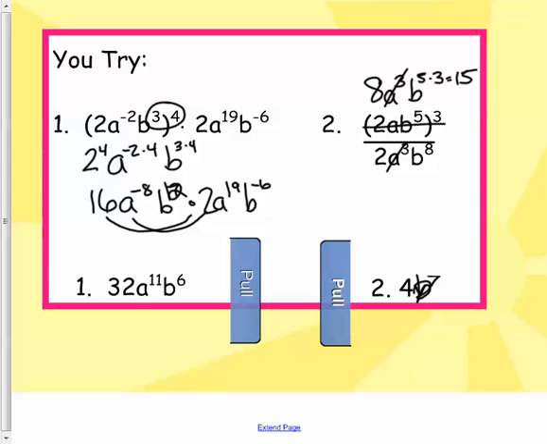This is supposed to say b, not y. And I'm not sure why it doesn't. Okay, so my final answer is 4b to the 7th power.